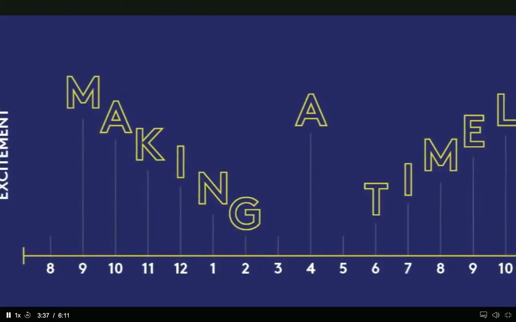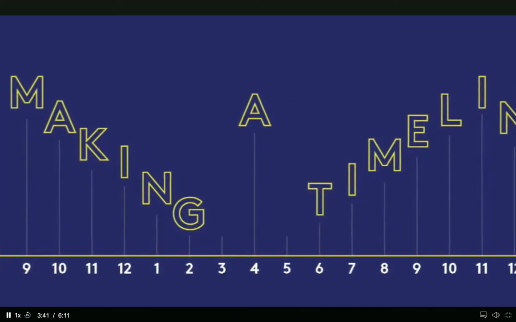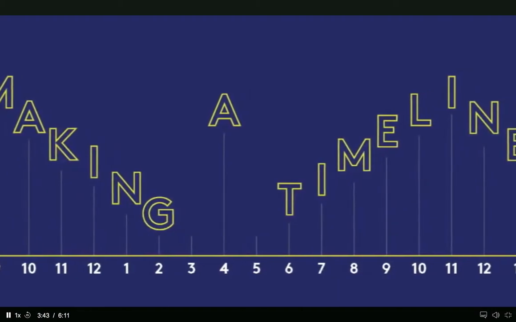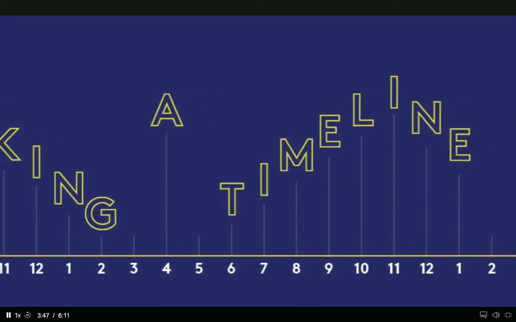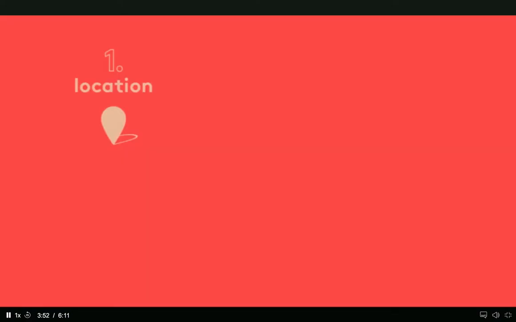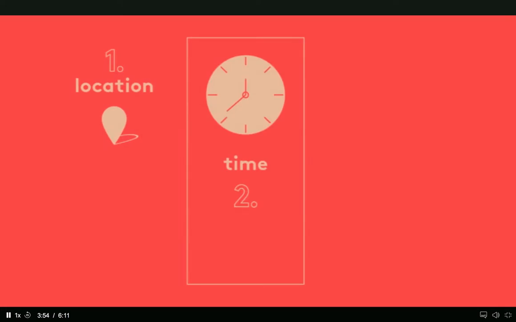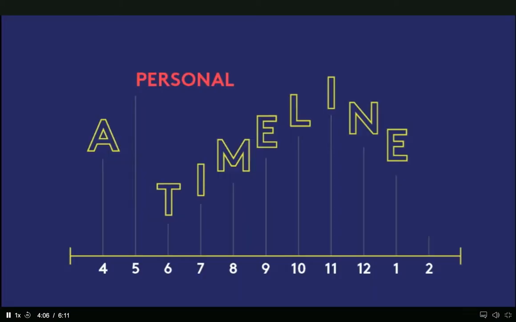So, now that you're all excited about infographics, we're going to go back to the basics. We're going to be focusing on the most basic of information graphics, the timeline. There are a couple different ways of looking at infographics in general: one being location, another being time, and the third being hierarchy. The important thing with infographics is that we're transforming these ideas into an engaging story, so storytelling using data.